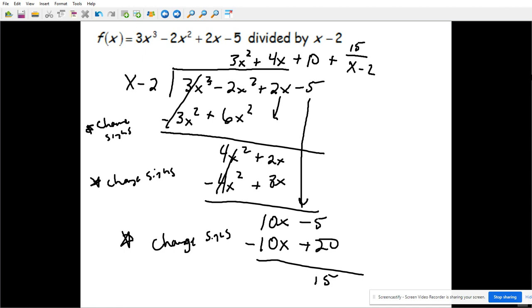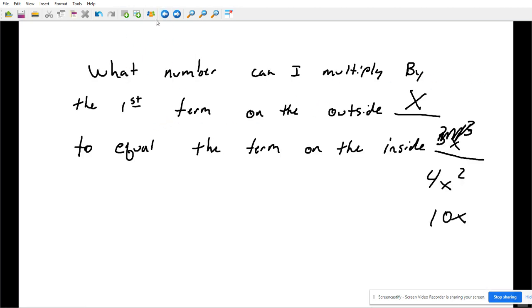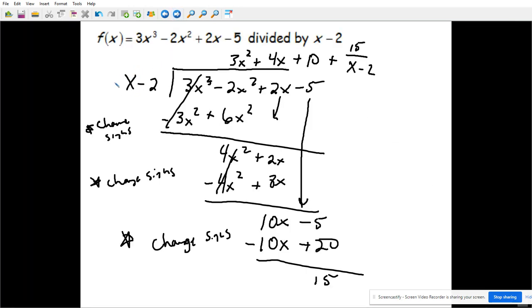Okay, so this isn't the most important stuff, but it is used a little bit later on in chapter 8. So I wanted to make sure that I showed it to you. And it really goes back to this question. What number can I multiply by the first term on the outside to equal the first term on the inside? That first term on the inside is going to change at each step. And that is how I get these numbers up here. I got a 3x squared because 3x squared times x is 3x cubed. I got a 4x because 4x times x is 4x squared. And I got a 10 here because 10 times x is 10x. So we've got to make sure that we're able to get those numbers, and I think that's the hardest part.